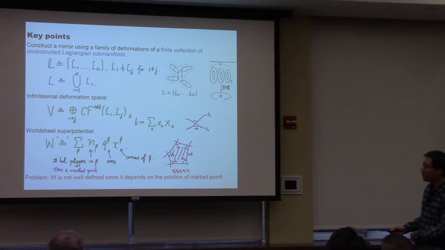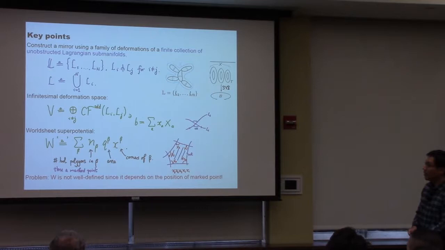And then roughly speaking, the Landau-Ginzburg superpotential W is defined by counting holomorphic disks with output at one of the branches of the Lagrangian. So roughly speaking, this is the Landau-Ginzburg superpotential. Here n_beta is the number of holomorphic disks, q^beta records the area of the holomorphic disk, and x_beta records the corners of the polygon. So for instance, if it is a picture like this, then you get this monomial x1 up to x5.